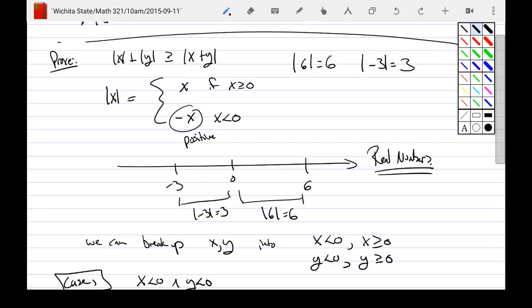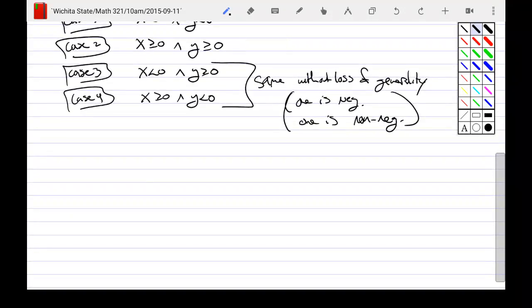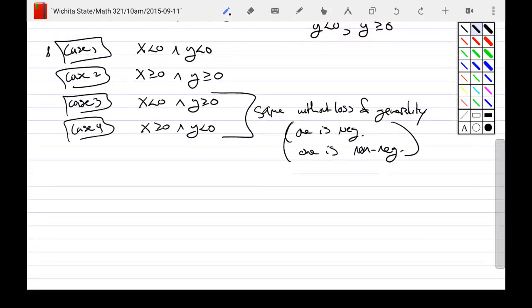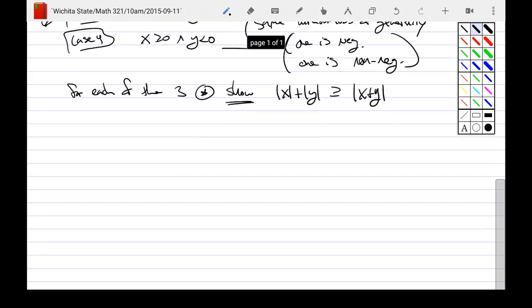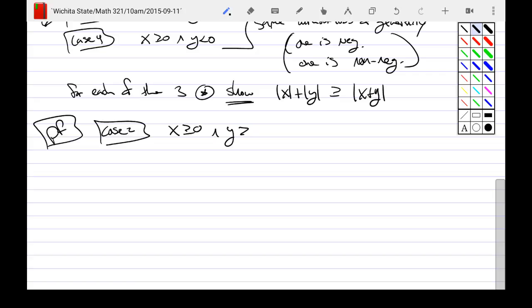Okay, so what do I want to do? For each of those three cases, so I'm going to put stars here, I'm going to do this problem, and I'm going to do this problem, and I'm going to do this problem. I need to show, for each of the three stars, that the absolute value of x plus the absolute value of y needs to be greater than or equal to the absolute value of x plus y. Okay. I'm going to do case 2 first. x is non-negative and y is non-negative. So I'm going to take both numbers to either be 0 or to the right. I'm picking non-negative numbers. That's the only thing I'm going to take.